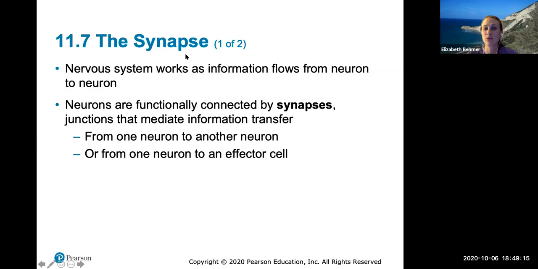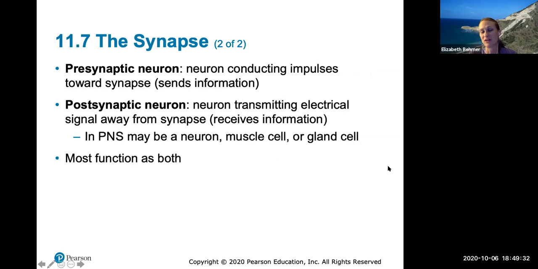So the nervous system works as information flows from neuron to neuron, and neurons will be functionally connected by synapses, which are junctions that are unique to the nervous system that mediate this information transfer. They're from one neuron to another, or from one neuron to an effector cell. The presynaptic neuron is the neuron conducting impulses towards the synapse. So we call this the neuron that sends information. And the postsynaptic neuron, post, after the synapse, is the neuron transmitting the electrical signal away from the synapse.